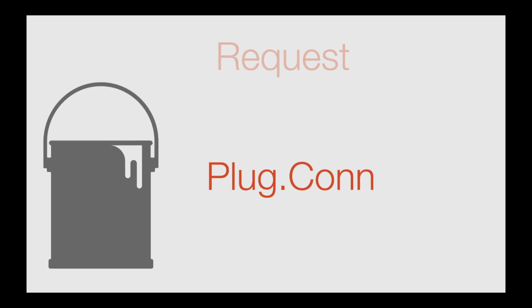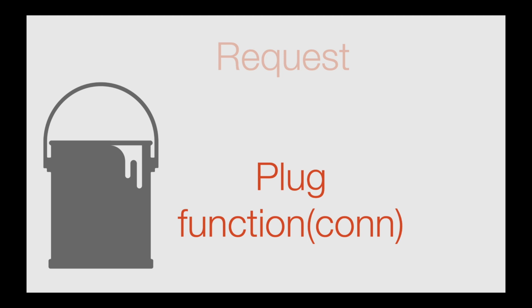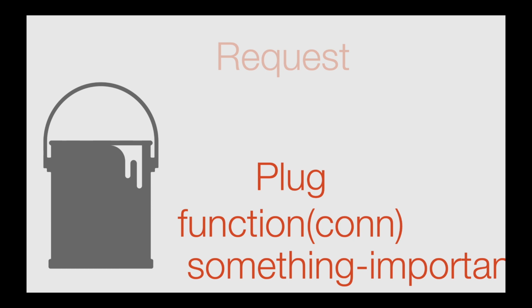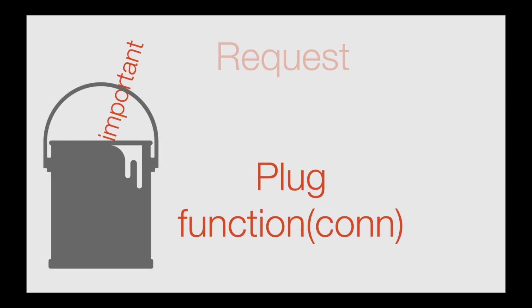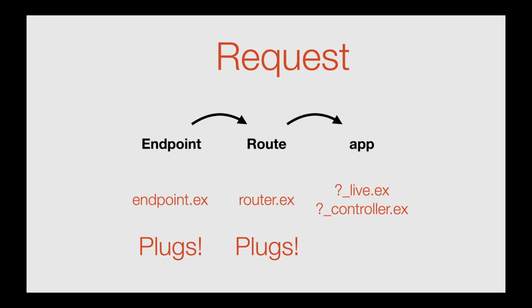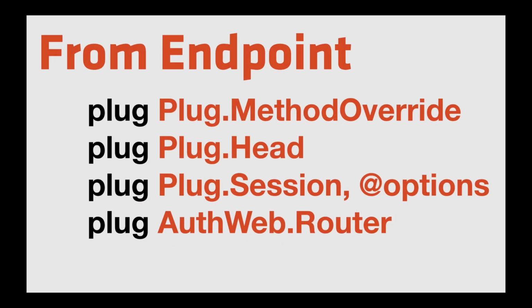So basically, you can think about a plug as a function. The plug takes a connection and it returns a connection. And that connection adds something important to the bucket, right? All that function does is add a tiny bit of information to the bucket or transform that connection in some way. So if you look at it in this way, the endpoint is full of plugs and the router is full of plugs. What we have in the endpoint are individual plugs. The third one there fetches the session based on whatever options you have set.